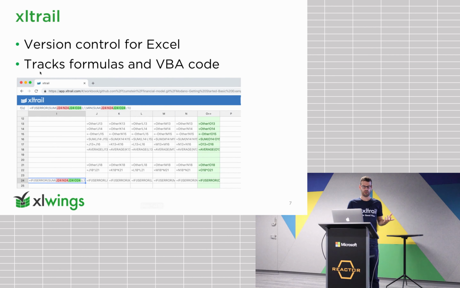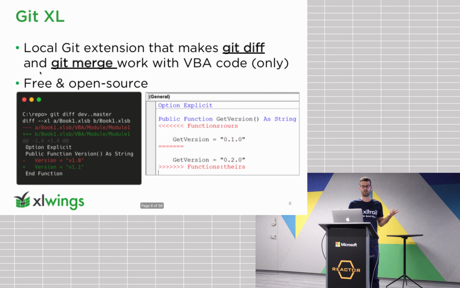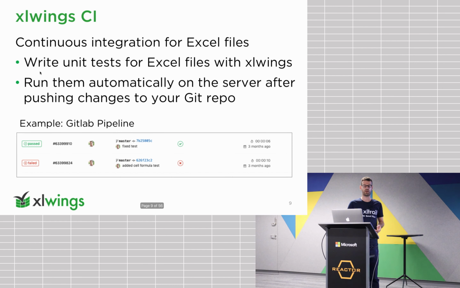The other tool is going to show up here or there in today's talk, so I'm jumping over it at this point. That would be XLTrail. Same for GitXL, the open source library which makes writing VBA a little bit easier with Git. I'm not going to mention too much about it because we're going to get back to it during the course of this talk.